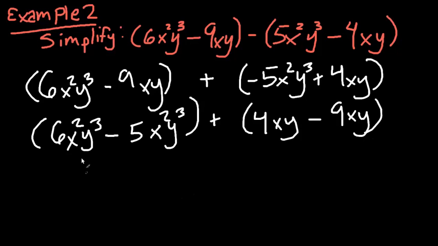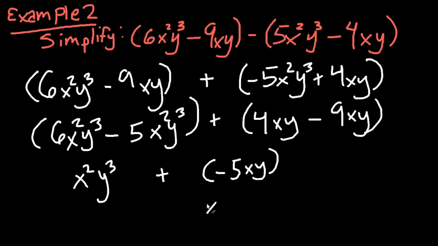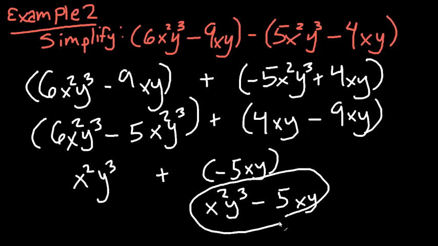Okay, and then we just need to do some subtraction. We see over here that we're going to get just 1x squared y to the third plus 4xy minus 9xy is negative 5xy. And we can go ahead and just write it like a normal person would. And there you have it. We have gone ahead and subtracted the polynomials.